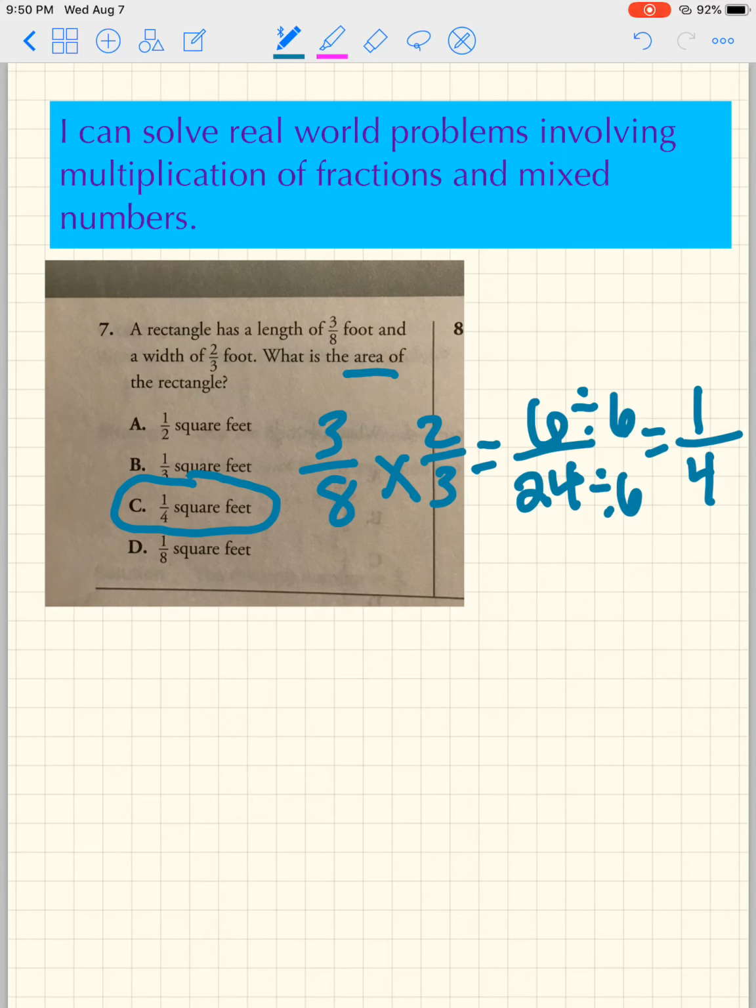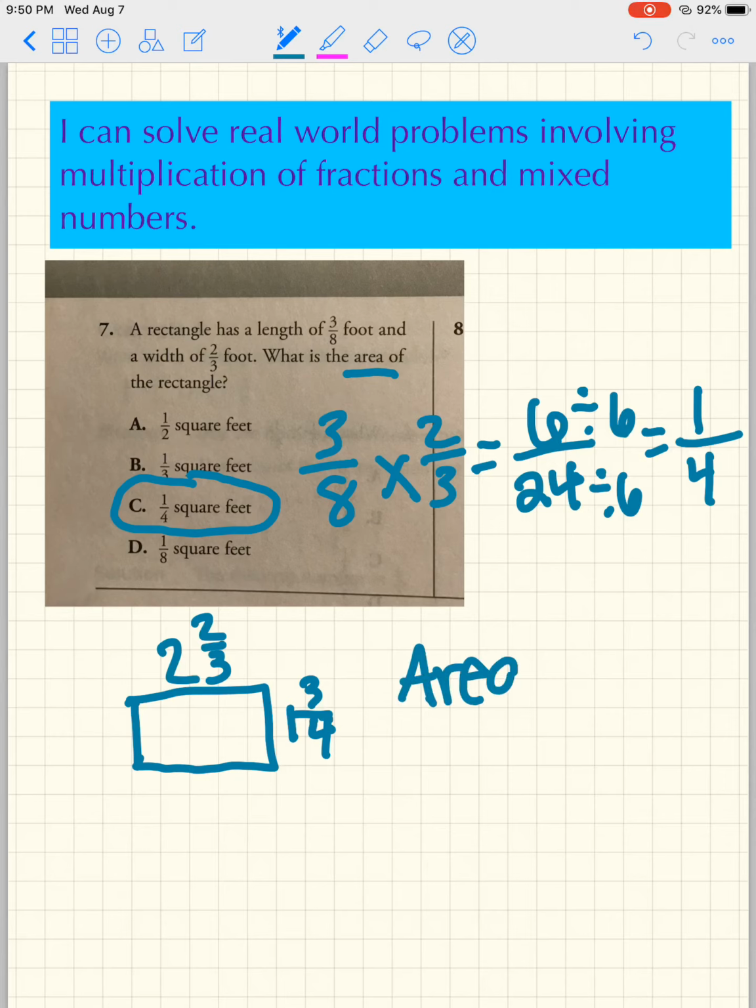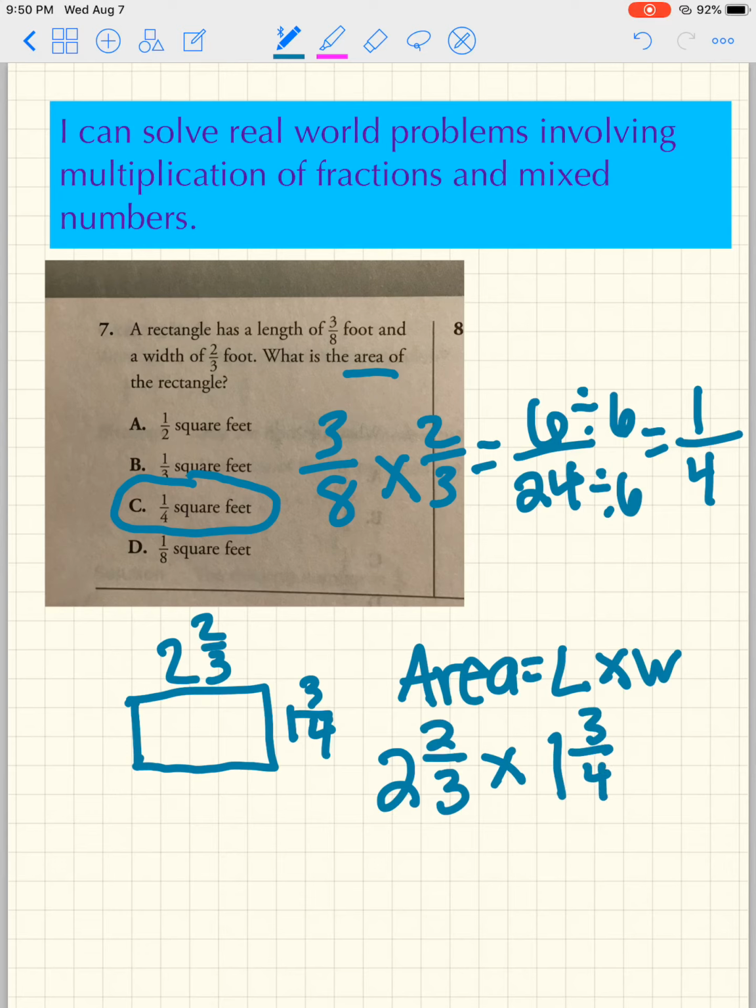Well, our target also says mixed numbers. So you might have a word problem or a picture where it shows a rectangle, where it might have a width or a length of 1 3/4, and then a length of 2 2/3. Well, if you're finding the area, it means you are multiplying the length times the width. So 2 2/3 times 1 3/4.